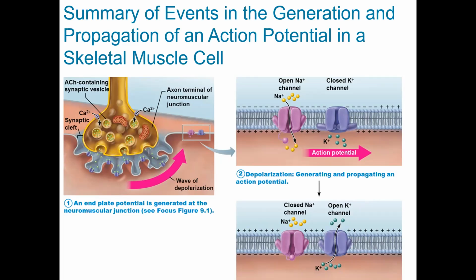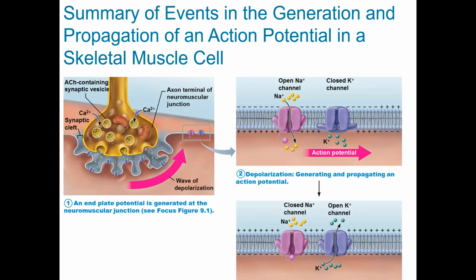But when we hit minus 50, then the sodium gates will open, the ones that are on either side of the motor end plate over here. This is a sodium gate here. I don't know if they're purple or not, but there's a sodium gate. It will open at minus 50. It will let sodium flood into the sarcolemma and across the sarcolemma into the sarcoplasm of the muscle cell.